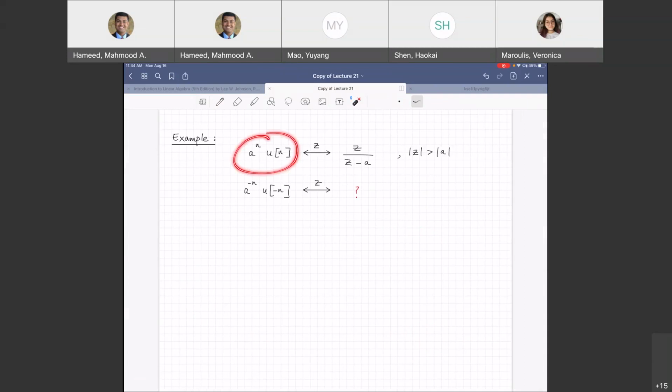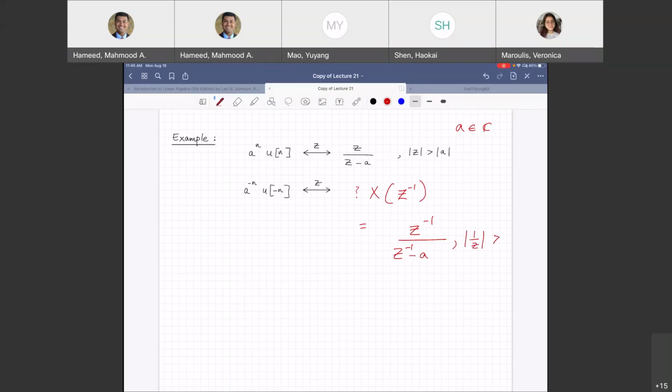So we have an example here, a to the n u of n. The z transform of that is z divided by z minus a. The ROC of that is magnitude of z greater than magnitude of a. Over here, a belongs to the set of complex numbers. What is the z transform of a to the minus n u of n? Well, that's quite simple. We just take X and substitute z to the negative 1. What is that going to be? Well, it will be z to the negative 1 divided by z to the negative 1 minus a. And what would be the ROC? The ROC will be magnitude of 1 over z greater than magnitude of a.